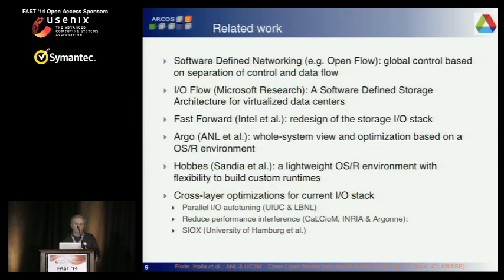Here I show a short overview of some related work. It is not everything. Our work is similar to software-defined networking, in particular OpenFlow, which also targets global control based on separation of control and data flows. Our work is maybe closely inspired by IOFlow, done at Microsoft Research, which is a software-defined storage architecture for virtualized data centers. The Fast Forward project aims to redesign the storage input-output stack by using some of these software layers. Then I cited Argo, and Hobbes is another project. Both of them try to design the next operating system for the exascale machine. And finally, there are some cross-layer optimizations for current I/O stacks, such as parallel auto-tuning or reduced performance interference.